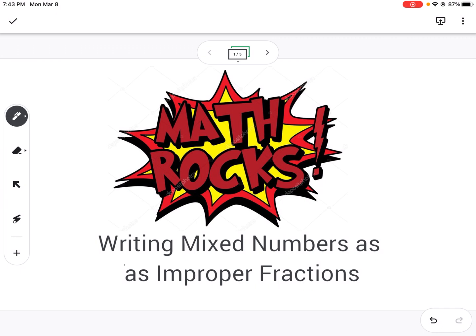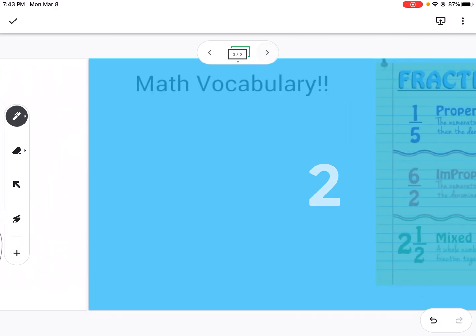Today's math video is going to be all about writing mixed numbers as improper fractions. If you remember yesterday, we were given the improper fraction and we changed it to a mixed number. Today we're going to be given a mixed number and we're going to change it into an improper fraction. So let's dive right in.